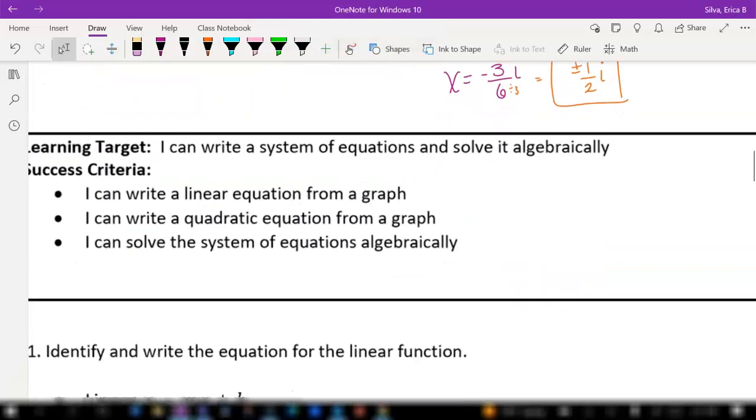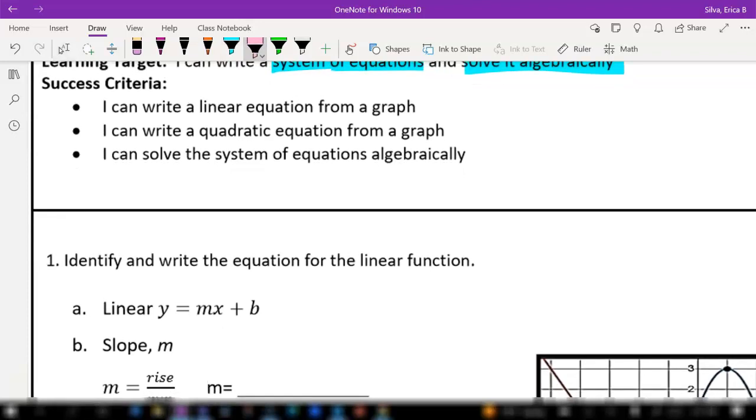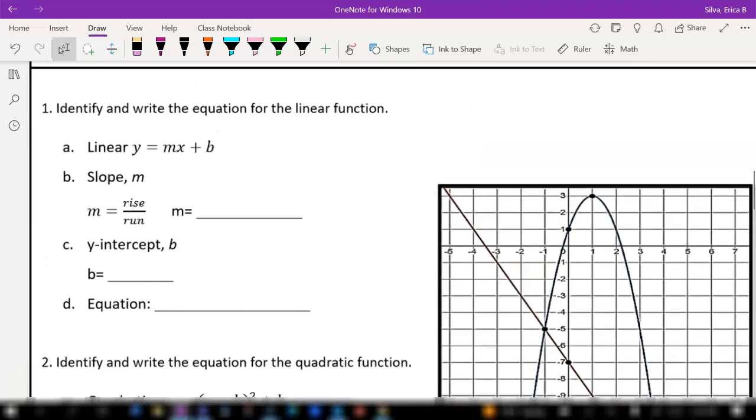All right, so our learning target today is to write a system of equations from a graph, and then we're going to solve it algebraically, which is what we did last week. The first thing we need to do is write the linear equation, then write the quadratic equation, and then solve for it algebraically.